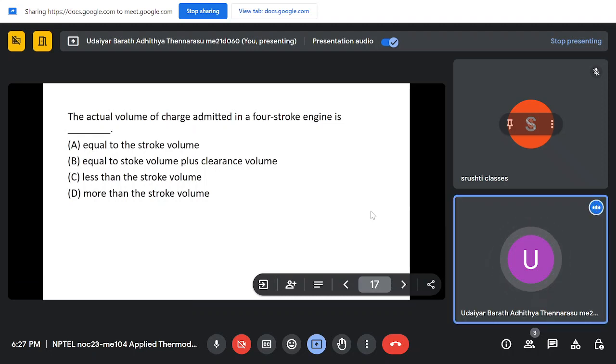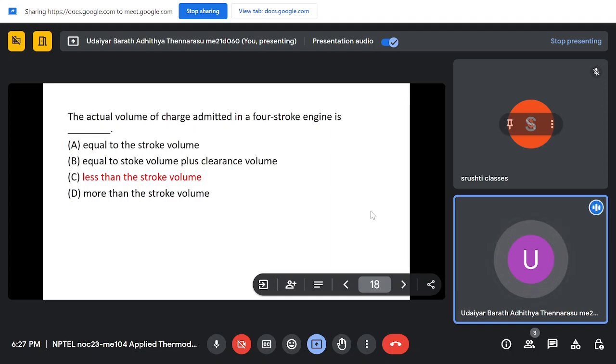So moving on, we have the actual volume of charge admitted in a 4-stroke engine is dash. So options are A, equal to the stroke volume, B, equal to stroke volume plus clearance volume, C, less than stroke volume, D, more than stroke volume. So I'll see, the answer will be less than stroke volume.